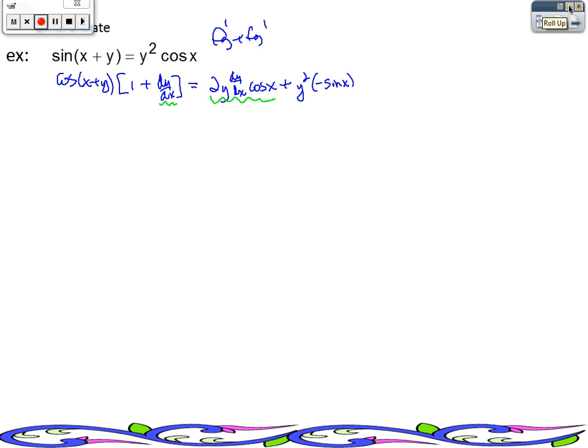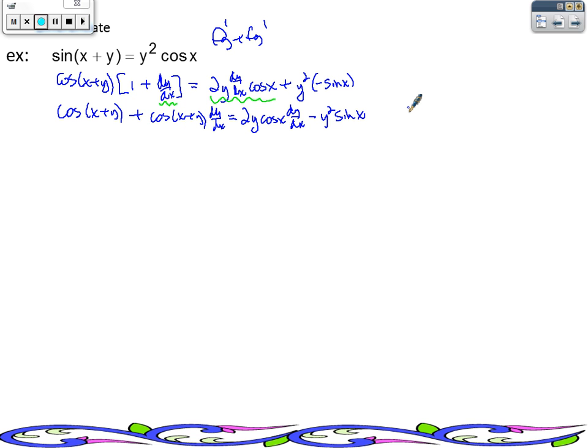So let's do it. So cosine(x plus y) times 1 is cosine(x plus y), plus cosine(x plus y) times dy dx equals, and then I'm just going to reorder this over here. Usually we put the tag at the end, so I'm going to write it as 2y cosine x dy dx minus y squared sine x. Okay, just a little bit of cleanup there on the right.